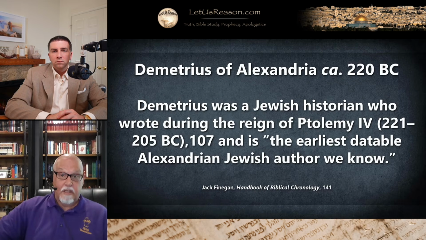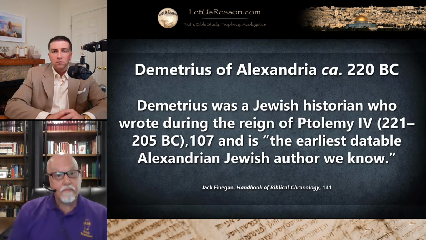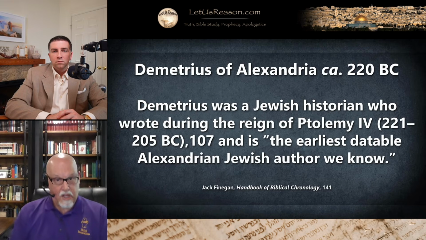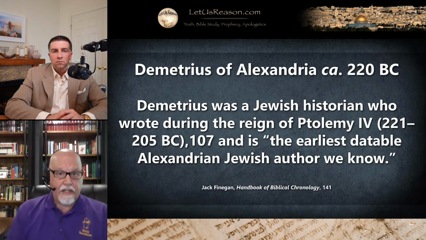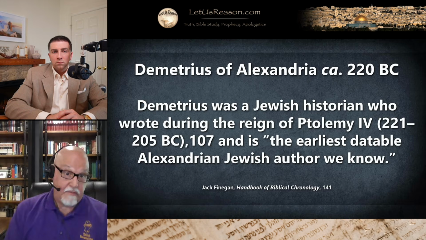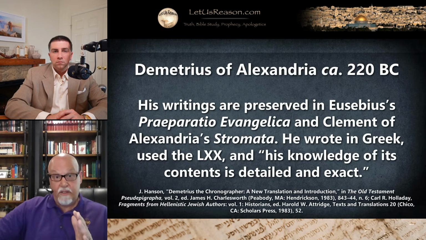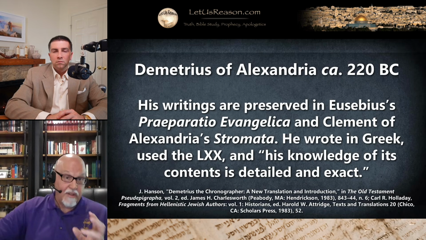And so, let's talk about Demetrius, because Demetrius is the oldest datable Alexandrian Jewish author that we know of. So he is writing Bible commentary, and he's called a chronographer because he liked chronology, and he records quite a bit of it in his work. He lived around 220 BC. So this would be very shortly after the time that the Septuagint was translated. So we have here a very early witness to the Genesis text. And as one scholar says, his knowledge of its contents is detailed and exact.